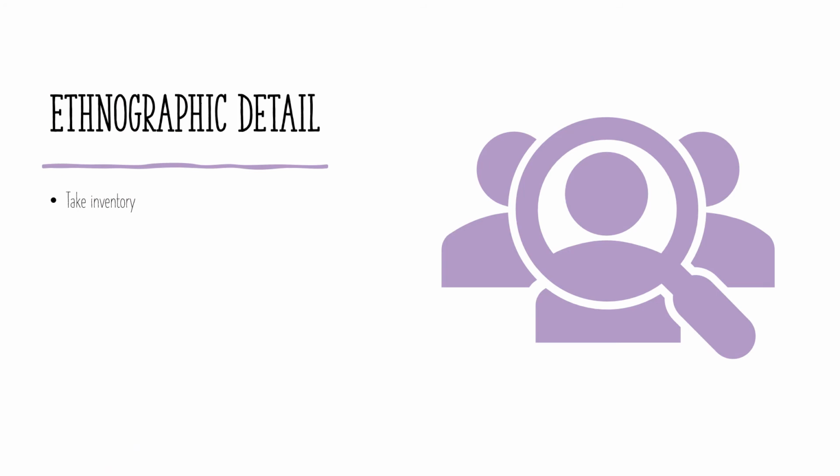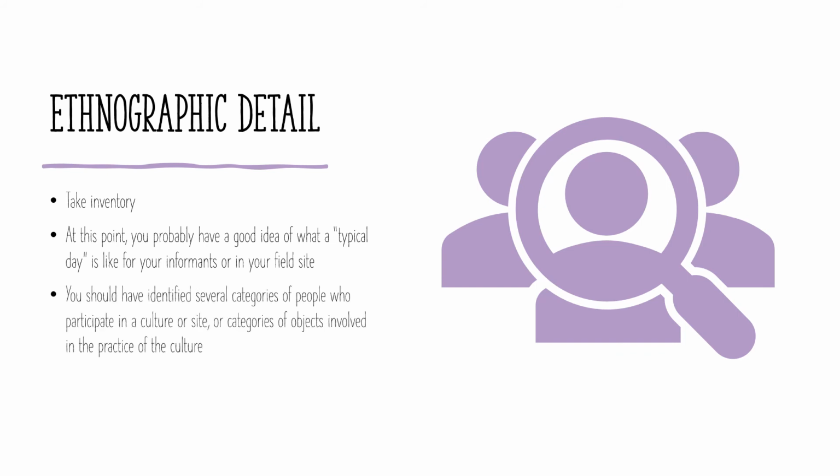So this is where it's important to step back and take inventory. At this point, you've probably got a pretty good idea of what a typical day is like for your informants or in your field site, or what a sort of general definition of your topic might be. You have probably identified several categories of people who participate in a culture or in a site, or categories of objects that are involved in the practice of a culture. And you may have concrete ideas about the activities that are involved in a site or culture.